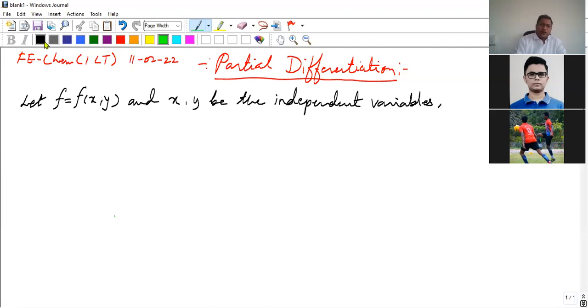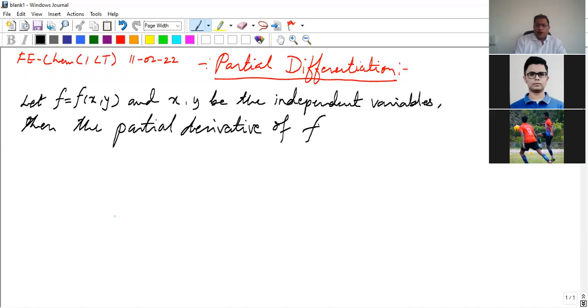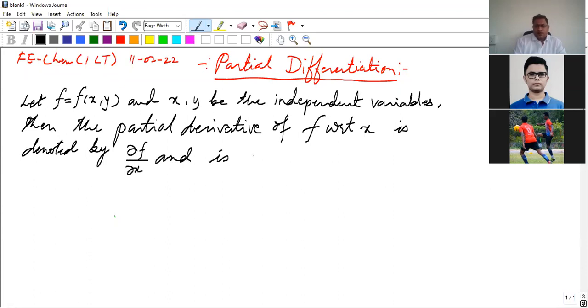Okay, so once we know that f is a function of x and y, the independent variables, the partial derivative of f with respect to x is denoted by ∂f/∂x and is defined as follows.